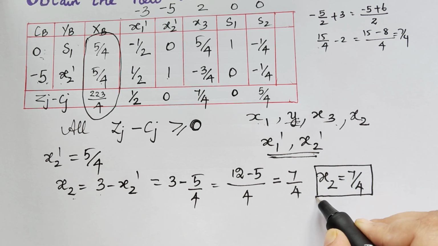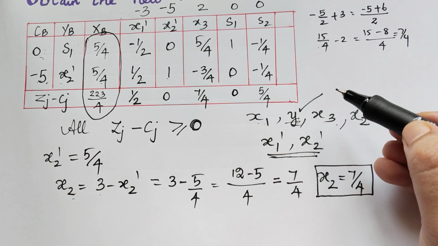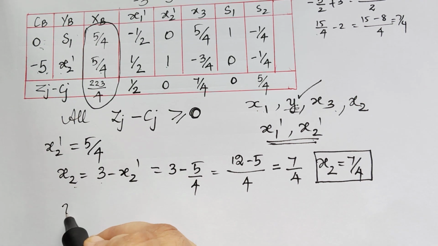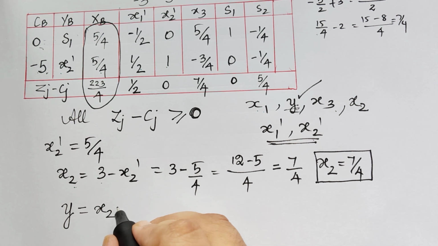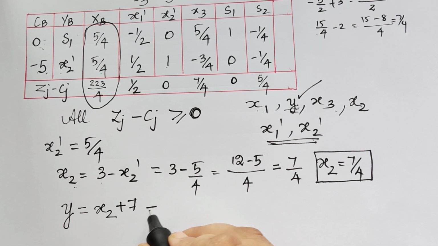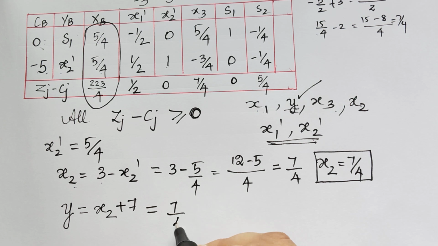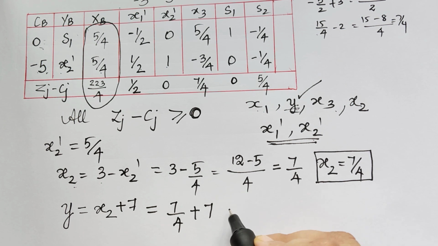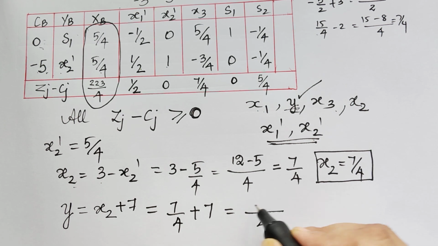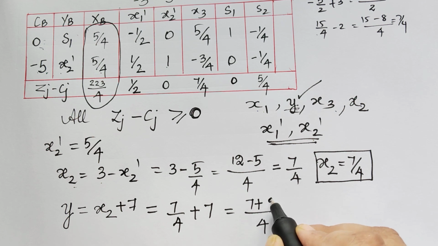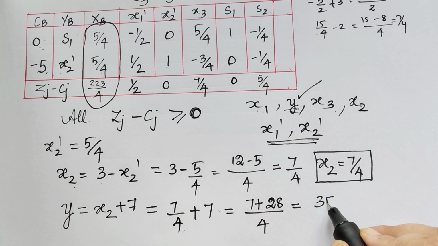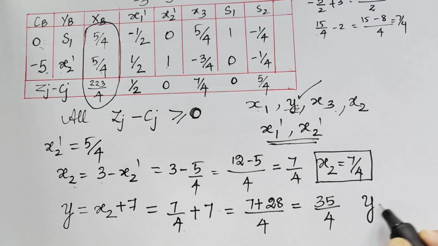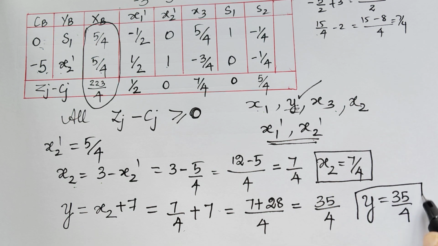And using this value of x2 we can find the value of y by back substitution. That is, we already updated the value of y to be equal to x2 plus 7. In our previous steps this is there. And so x2 is what? 7 by 4. So 7 by 4 plus 7. So that will be equal to, the LCM is 4. So 7 plus, here we have 28 because 7 4 times is 28, and so that is updated as 35 divided by 4. So therefore y is equal to 35 divided by 4. So this is the value of y.